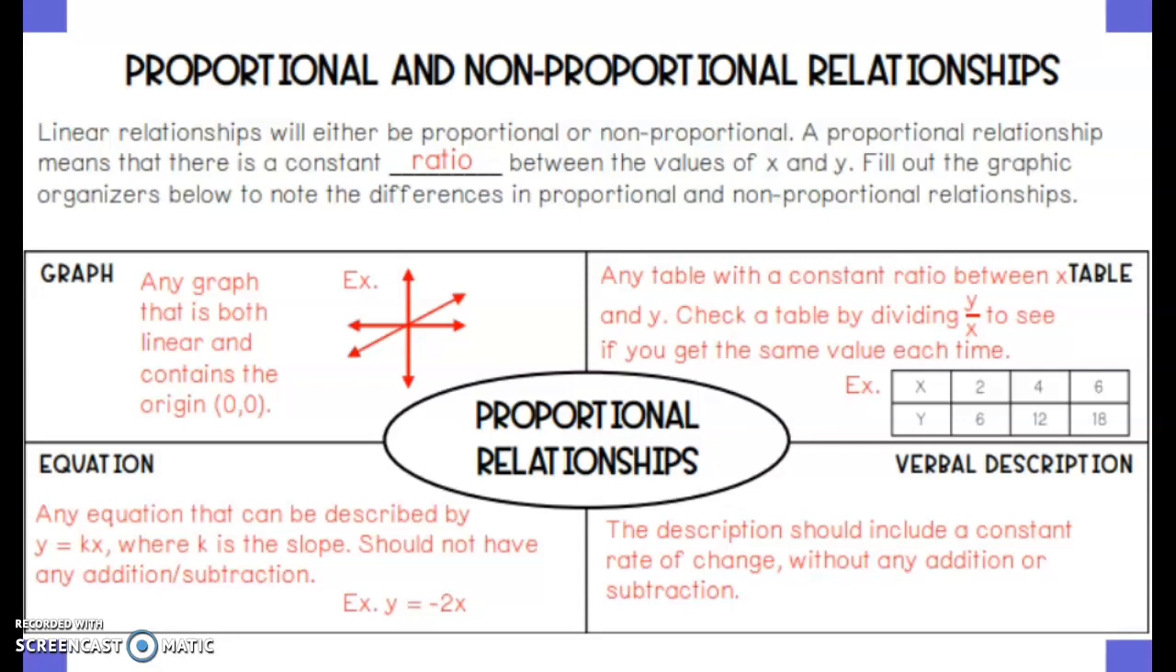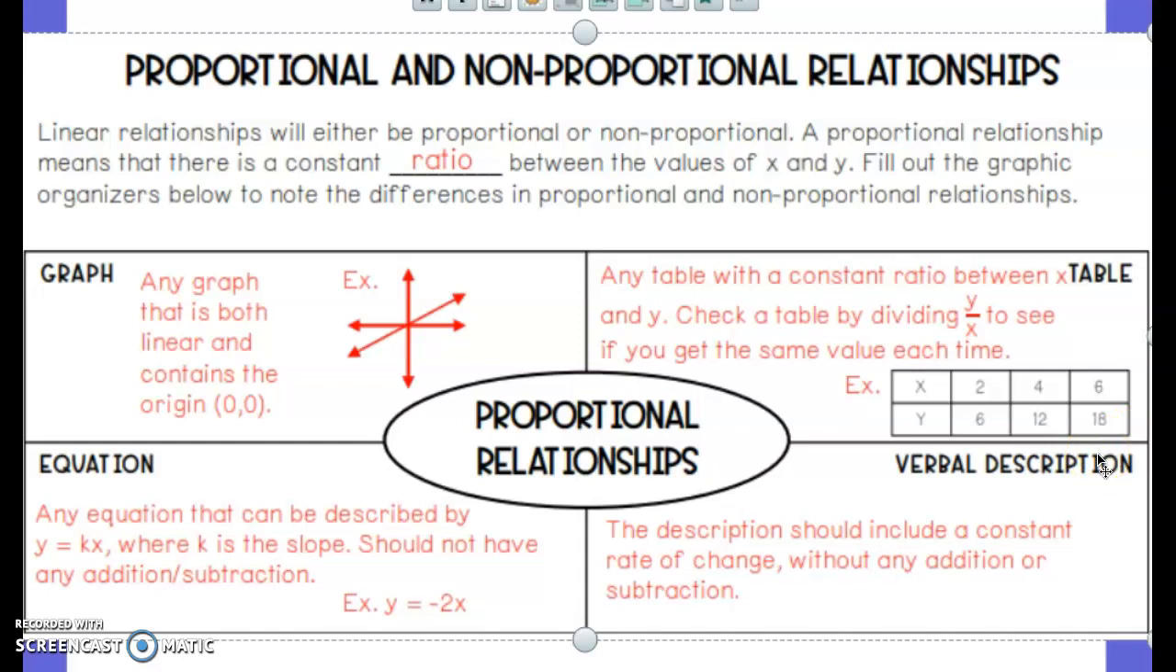A proportional relationship means that there is a constant ratio between the values of x and y. Fill out the organizer below to note the difference in proportional and non-proportional relationships. In a table, you are looking for a straight line and it needs to go through the origin. In a graph, you have to have a constant ratio between x and y, which means whenever you divide y by x, you're going to get a constant value, the same value every time.